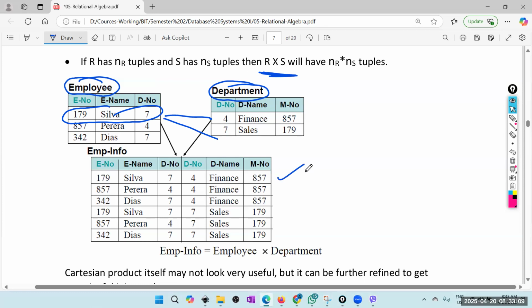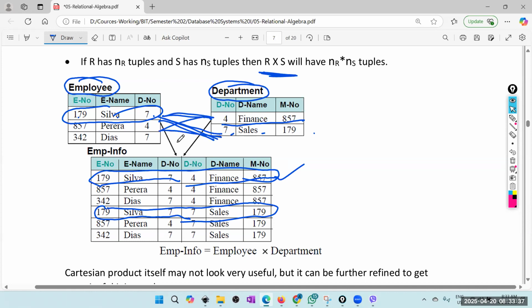That is your first result. 179 Silva 7, 4 finance 857. So then you combine this with this record. 179 Silva 7, right? 179 Silva 7. Then 7 sales 179. So that is the second one. So these two records are combining this with this, combining this with this. So similarly, you combine this with this. You get another two.